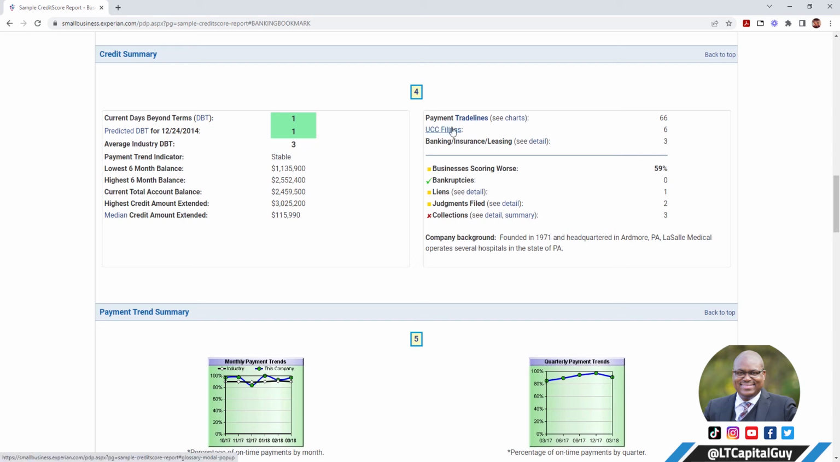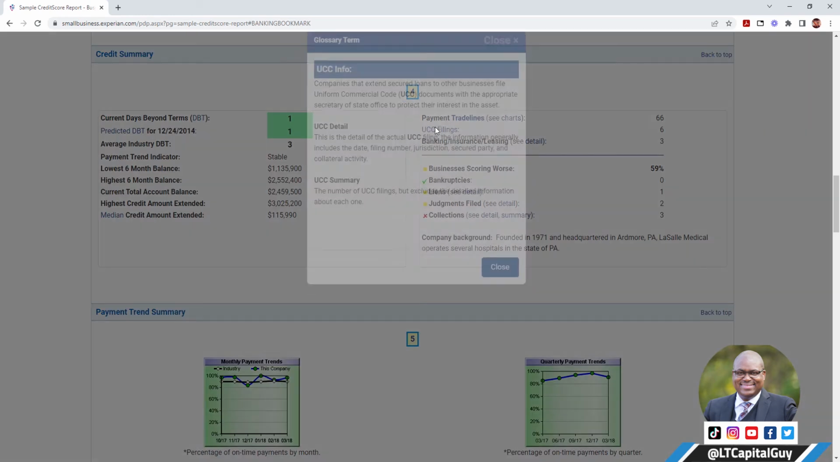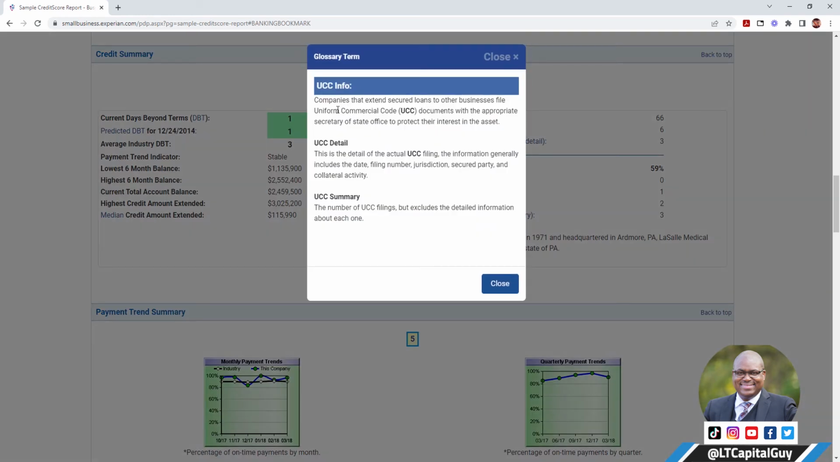Then there are any UCC filings on your business, filings from companies. And again, you can get more information by just clicking on the highlighted area or text. Companies that extend secured loans to other businesses file a Uniform Commercial Code filing. That's what UCC stands for. These are documents filed with the appropriate Secretary of State, basically to protect their interest in the assets. So it's almost like they're tying their extension of credit to your business assets.